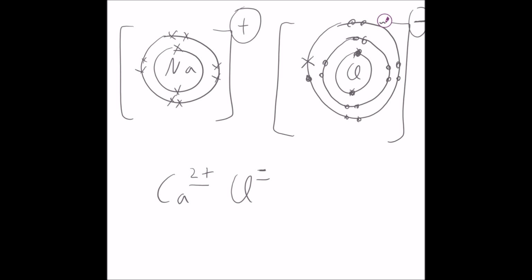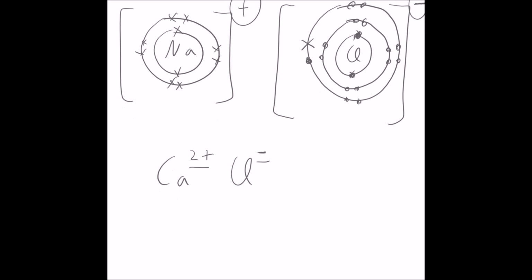2 plus and 1 minus will not balance out. So what you need to have is 2 plus and 2 minus. Well, how are you going to do that? Well, all you have to do is rewrite it as CaCl2. So now you have two chlorines.